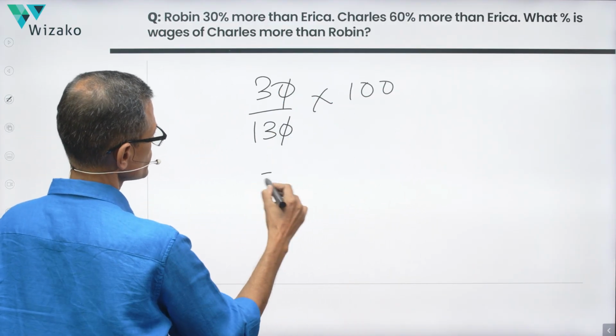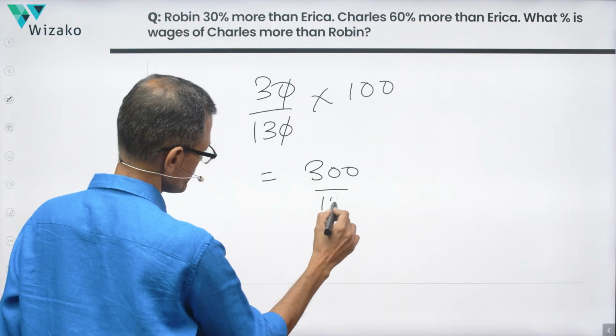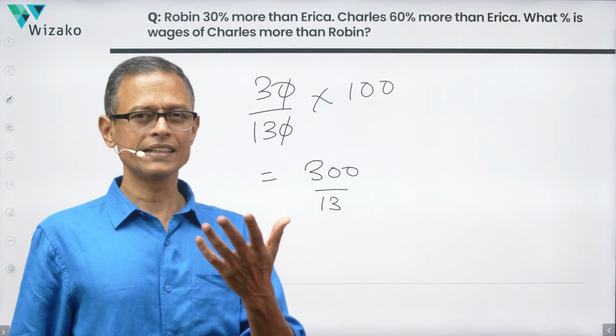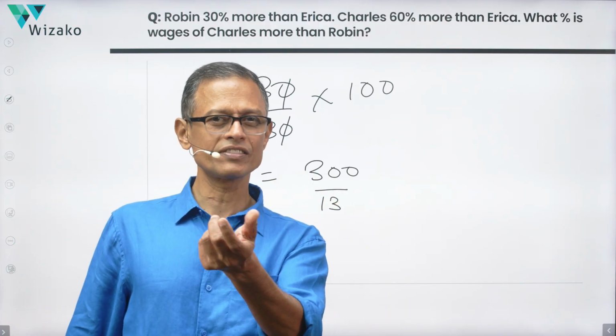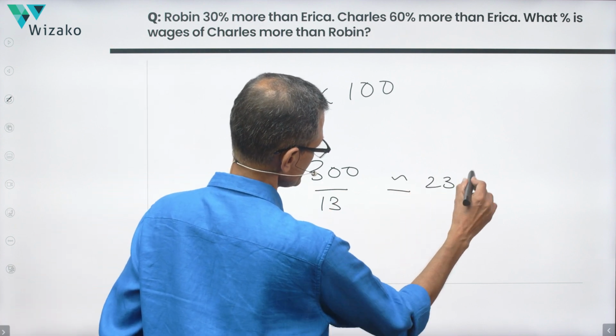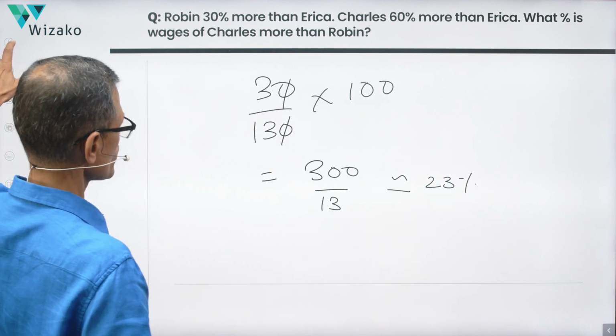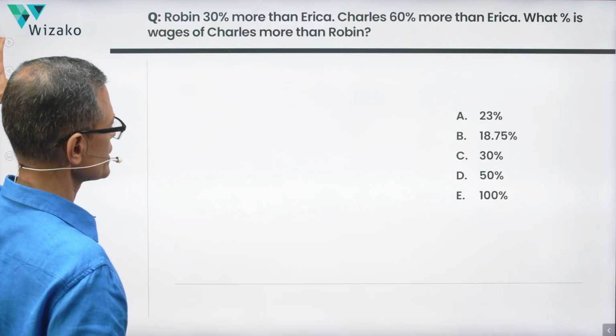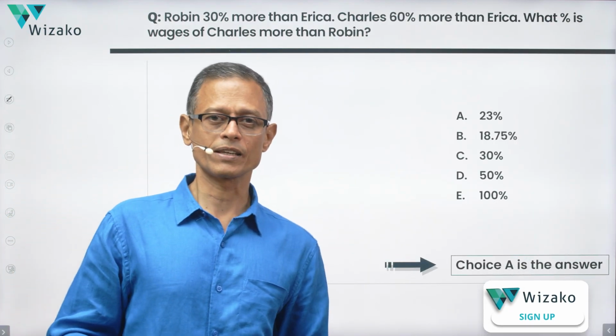These two get cancelled. So we're left with 300 by 13 percentage. 260 by 13 is 260, another 40 left, that's 23 and then something. So approximately 23% is what the answer should be. Let's take a look at the answer options. 23% is choice A, which is the correct answer to this question.